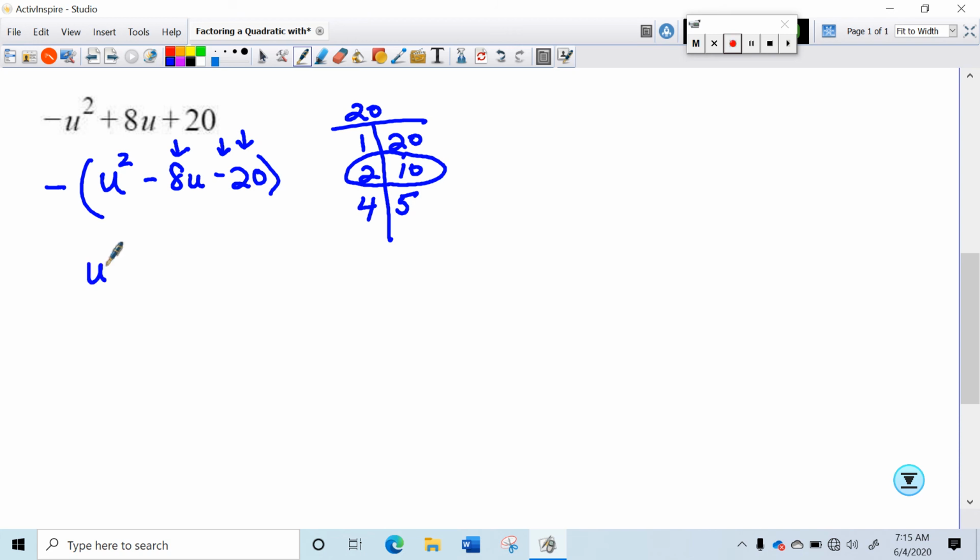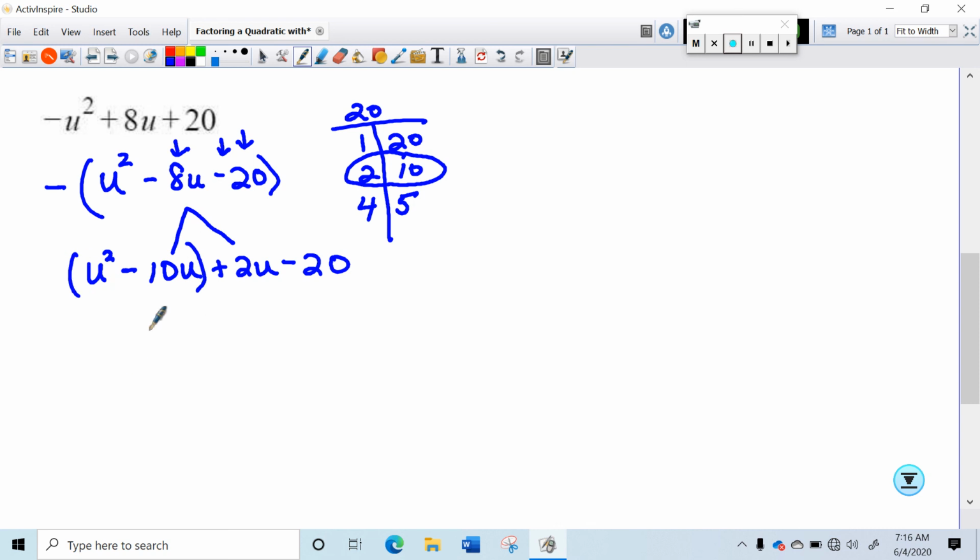So I bring down the first term and the sign after it. The biggest number that works goes next with the variable. Now I have a negative 10u, but I want a negative 8u, so that 2 has to be positive. Because those two in the middle have to add up to the one above it, and a negative 10 and a positive 2 is a negative 8. Bring down the next term, negative 20.